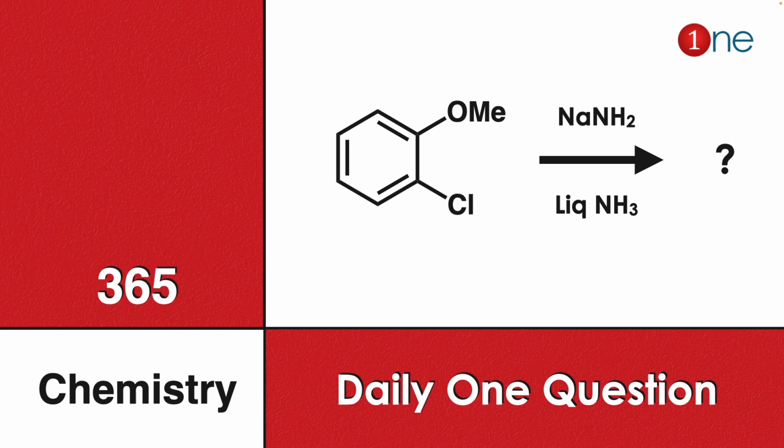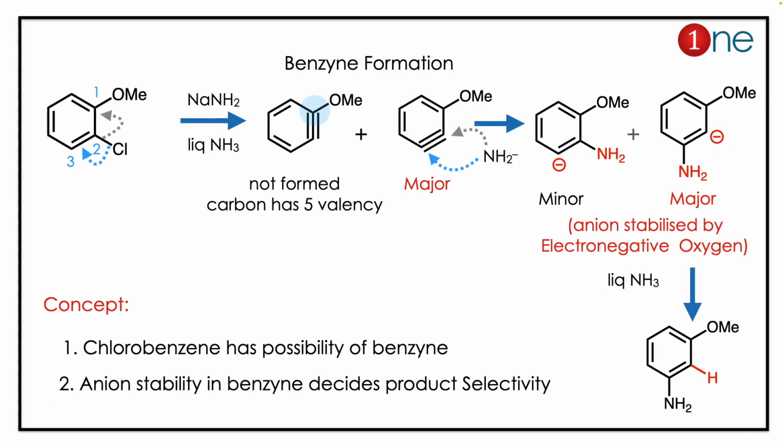Here meta-chloroanisole is given. You are reacting it with sodamide in liquid ammonia. You have to find the final product. Here the problem looks plain, but it involves two important steps.